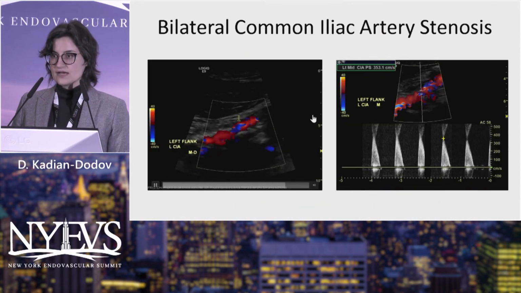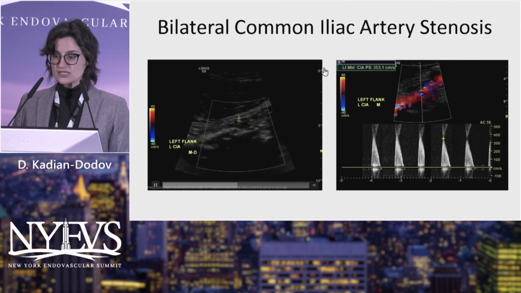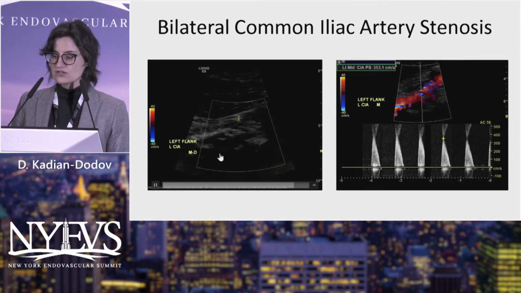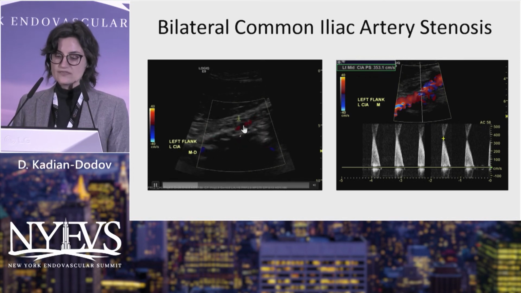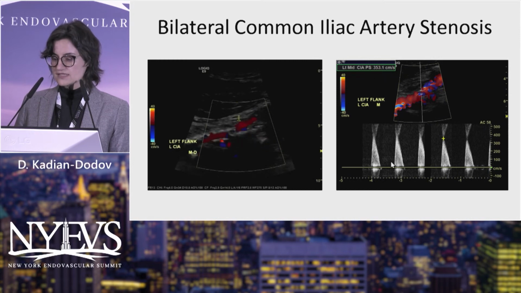We ended up doing some ultrasound imaging, and what we were able to detect is a bilateral common iliac artery stenosis in the 50 to 99% range. You can see on this view that there's turbulence in this area. There's definitely calcification with that hyperintense signal and elevated velocities with a monophasic waveform.